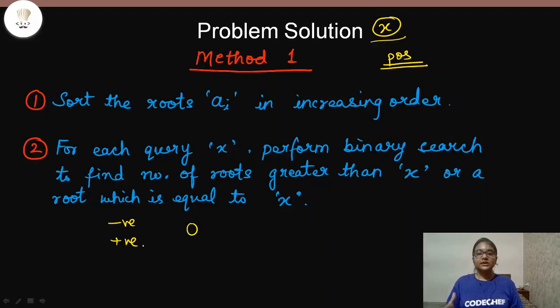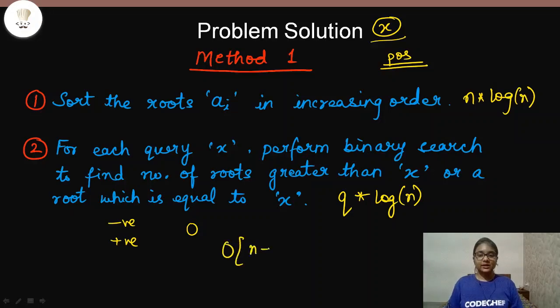And what will be the time complexity? There are n roots given to us. So sorting the array of roots will take n log n time complexity. And in step 2, we are performing binary search on the sorted array. Binary search takes log n time complexity, and we are performing this for each query, right? The number of queries is q, so q log n will be the time complexity. Now, what will be the final time complexity of this method? It is going to be (n + q) log n.